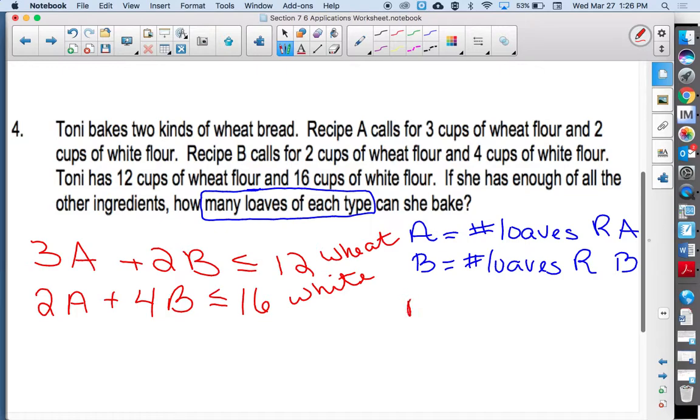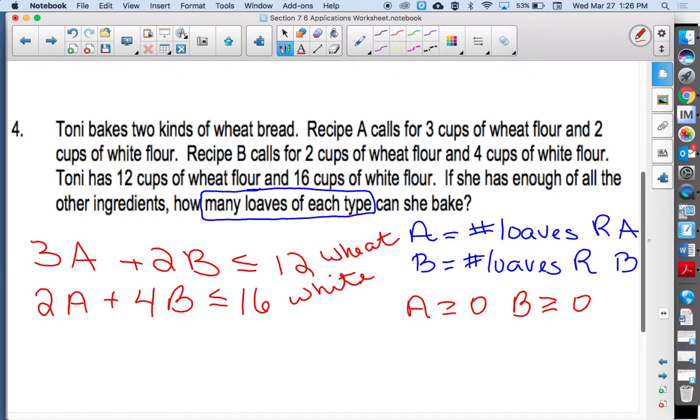The other 2 are just going to be A and B greater than or equal to 0. You do need to have both of them. Questions on that? If you're not sure what your variable should represent, go to the last sentence. Usually that last sentence describes what you're trying to solve for. So we're not trying to solve for the number of cups I'm supposed to use. We know that information. We're trying to solve for how many loaves of each type we get.